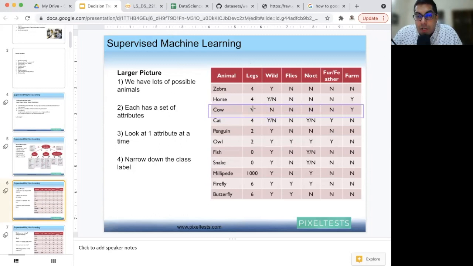so it's got 4 legs. It's not wild. Does it fly? Definitely no. Is it nocturnal? No. Fur, feather? No. Is it in a farm? Yes. So the same 1, 3, 4, 6, 7, 9, 10, 11. So the same tree was expressed in this 11 by 6 table. So there are 66 data points here, correct?